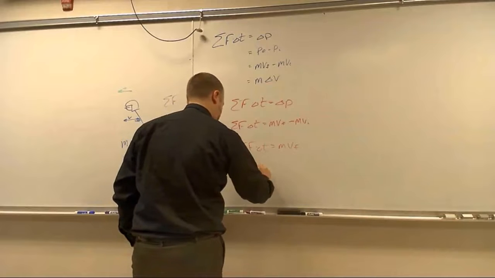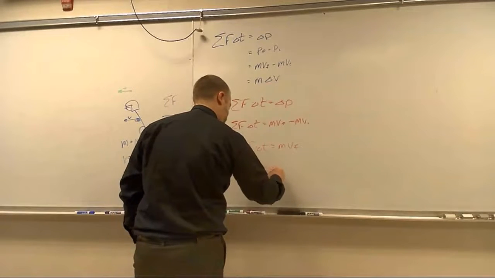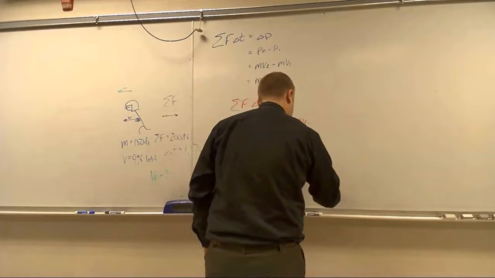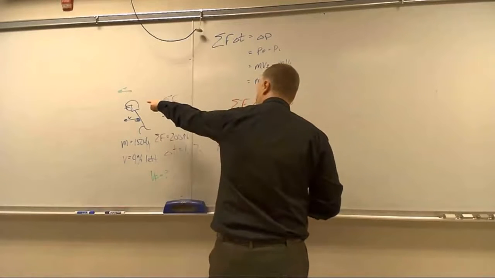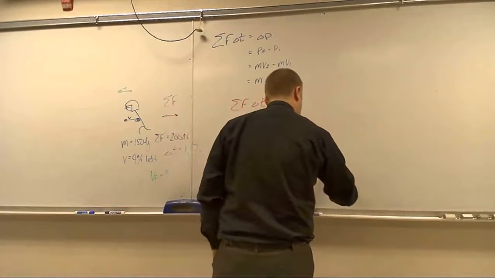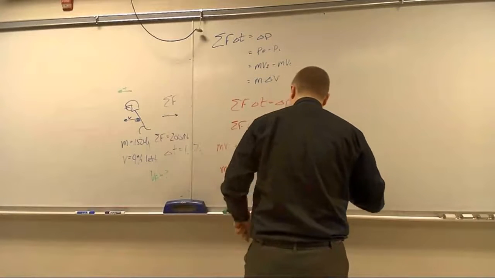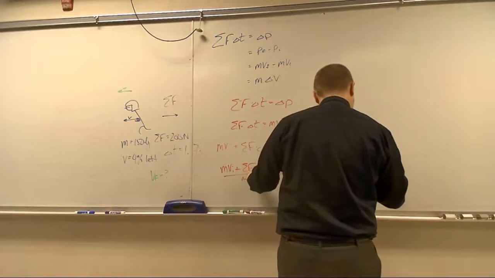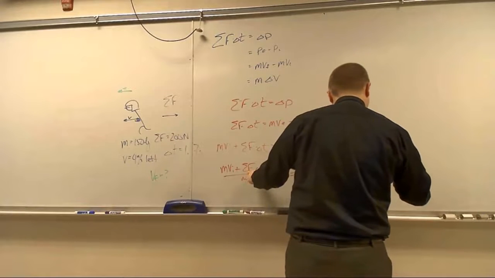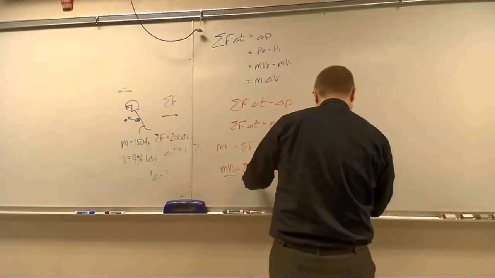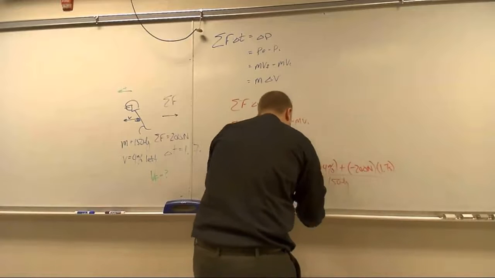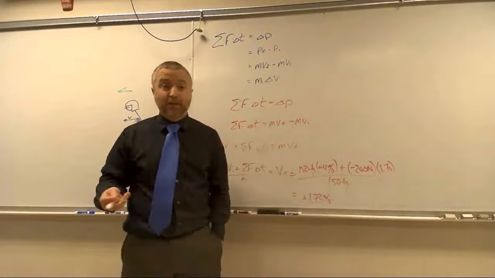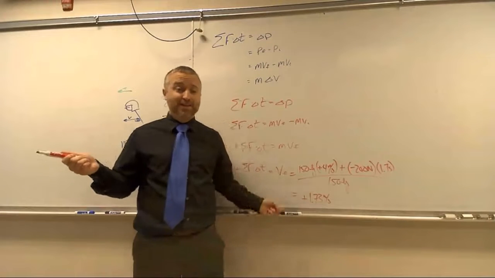This should be 150 kilograms times, I said left is positive, so positive 4 meters per second, plus, since left is positive, the net force should be negative 200 newtons times 1.7 seconds, all over 150 kilograms. The answer should be positive 1.73 meters per second, meaning they were traveling left at 4, and this impulse has caused them to slow down.